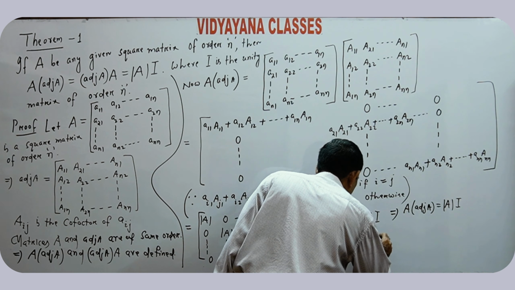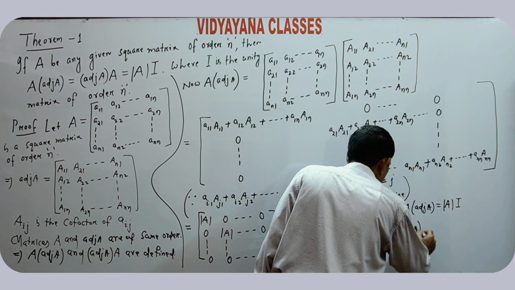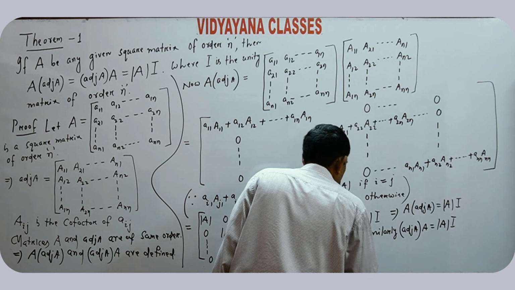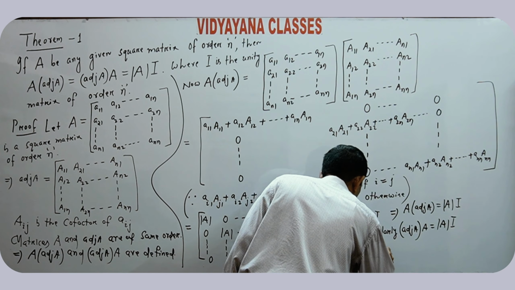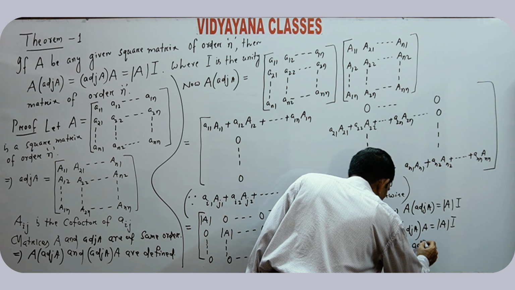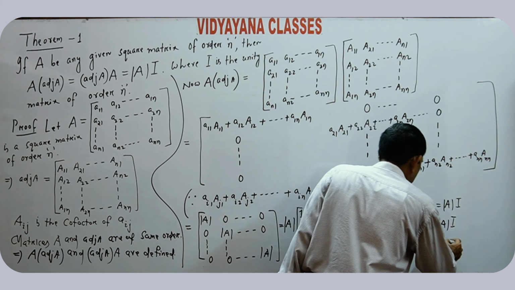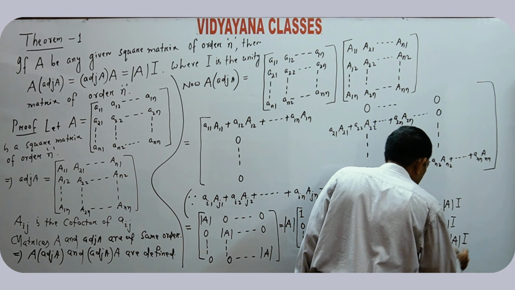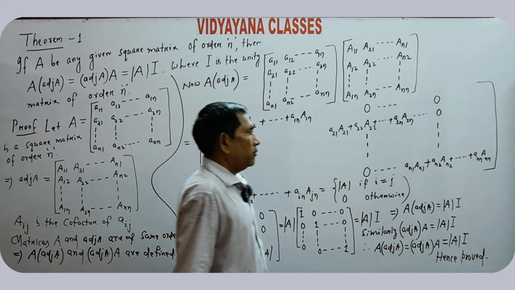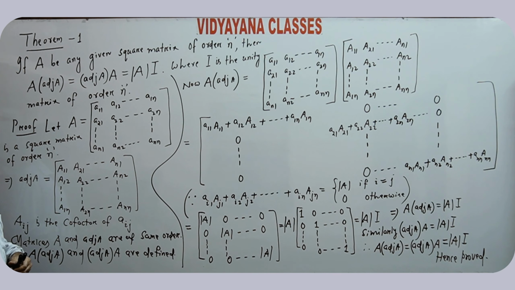Similarly, Adj A into A is equal to determinant of A into I. Therefore, A into Adj A is equal to Adj A into A, which is equal to determinant of A into I. Hence, the statement is proved. Clear? Are you clear? Okay, write down.